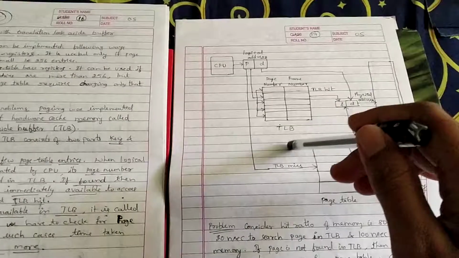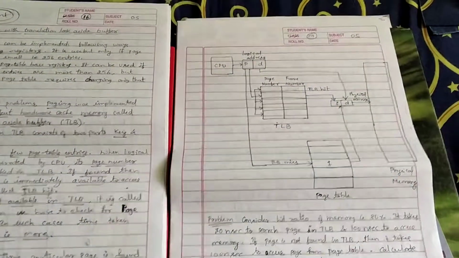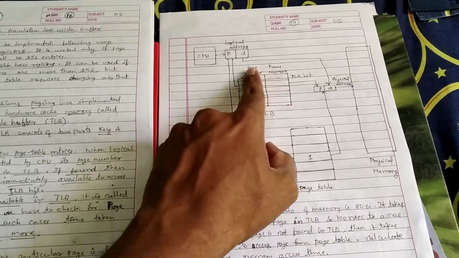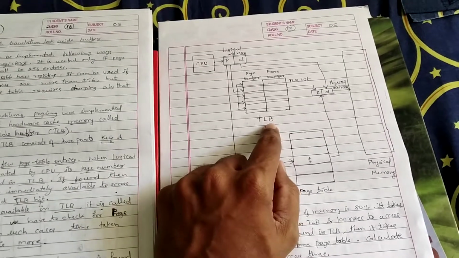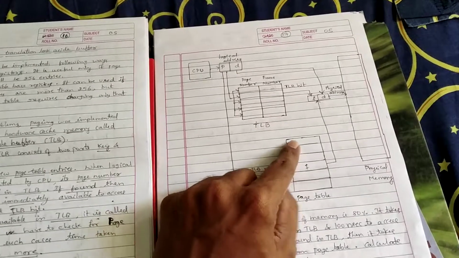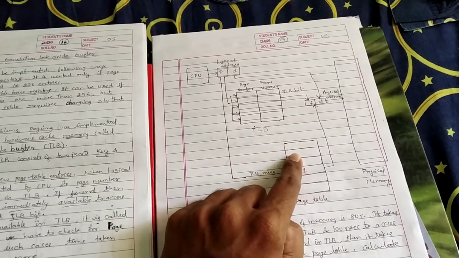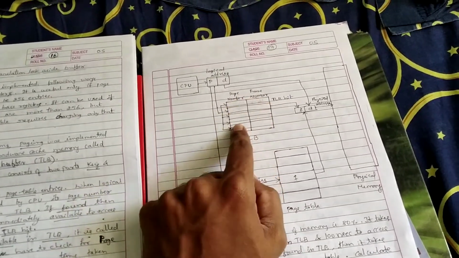Observe this diagram of the translation look aside buffer, where an extra architecture is added, that is the TLB. What does this contain? The pages which we recently accessed for execution are present in the translation look aside buffer.